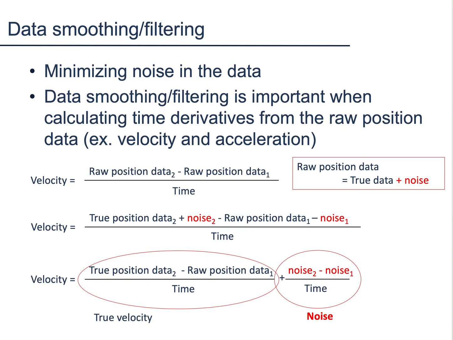Most of the data that we use in this class are smoothed or filtered. Smoothing or filtering means to minimize the noise in the data. This step is especially important when we want to calculate velocity and acceleration from the position data. When calculating velocity, you will take the change in position of the marker and divide that by time, over here, or the duration of each frame.